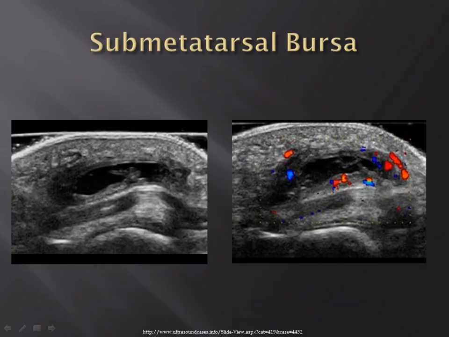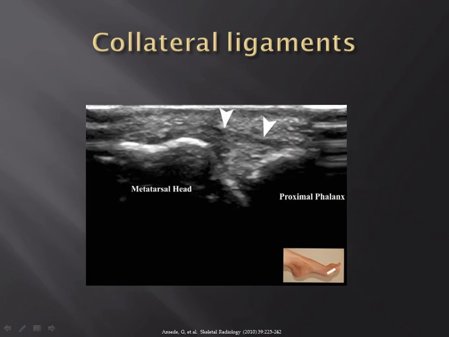Now, more superficial to that entire apparatus that I just talked about is the submetatarsal bursa, which can certainly become inflamed, and this is an example of submetatarsal bursitis with bursal fluid and hyperemia, which could be amenable, if requested, to aspiration or therapeutic treatment. You can see the collateral ligaments well with ultrasound, probably better than you could with MRI. And this is an example of the medial collateral ligament at the level of the first MTP joint.